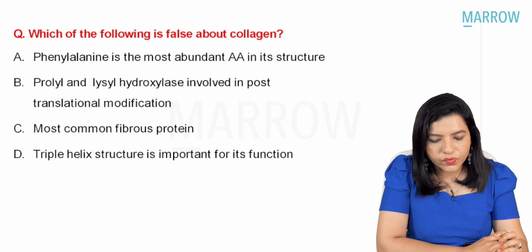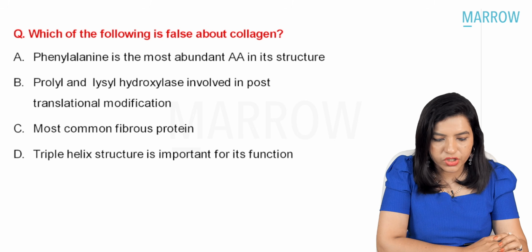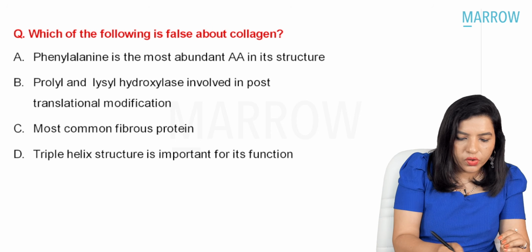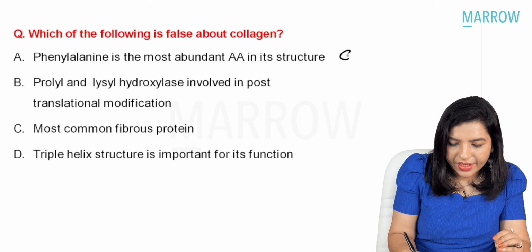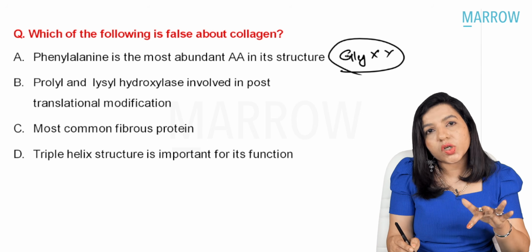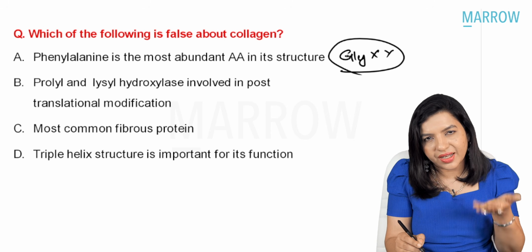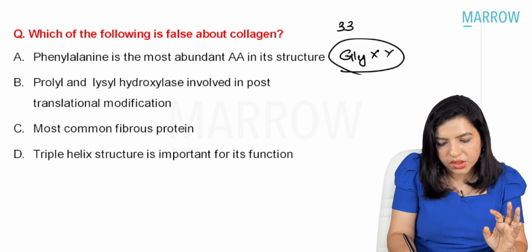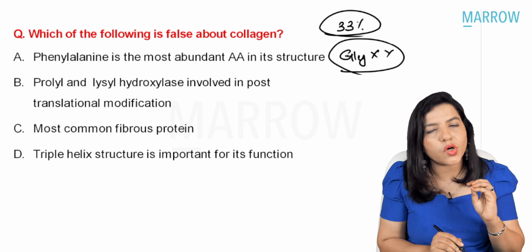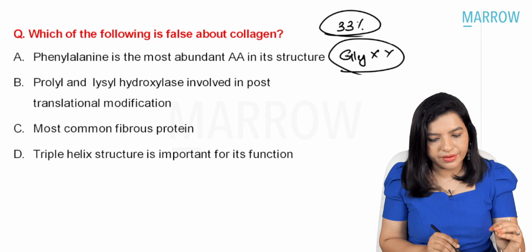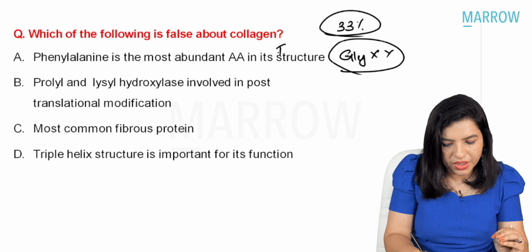The next question is, which of the following is false about collagen? Phenylalanine is the most abundant amino acid in its structure. No. In collagen, we know that it is the glycine-X-Y repeat. Every third amino acid is glycine, which means that 33% of the total amino acid content in collagen will be glycine, not phenylalanine. So that is a false statement.